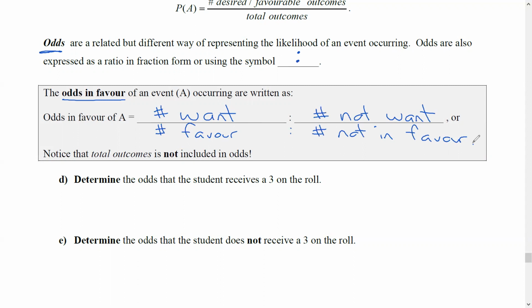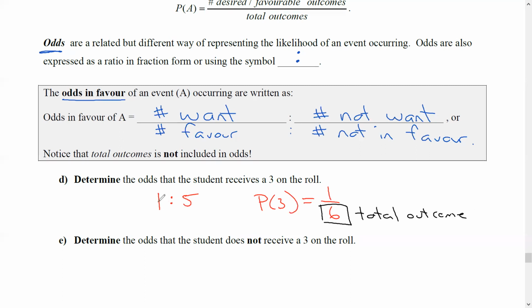Okay, so determine the odds that a student receives a 3 on a roll. So how many ways can I get a 3? 1. How many ways can I not get a 3? 5. So that's the odds in favor that a student receives a 3. Do you notice the difference between that and the probability of getting a 3? Probability of getting a 3 is 1 over 6. So the one big difference here is probability. This is the total number of outcomes possible.